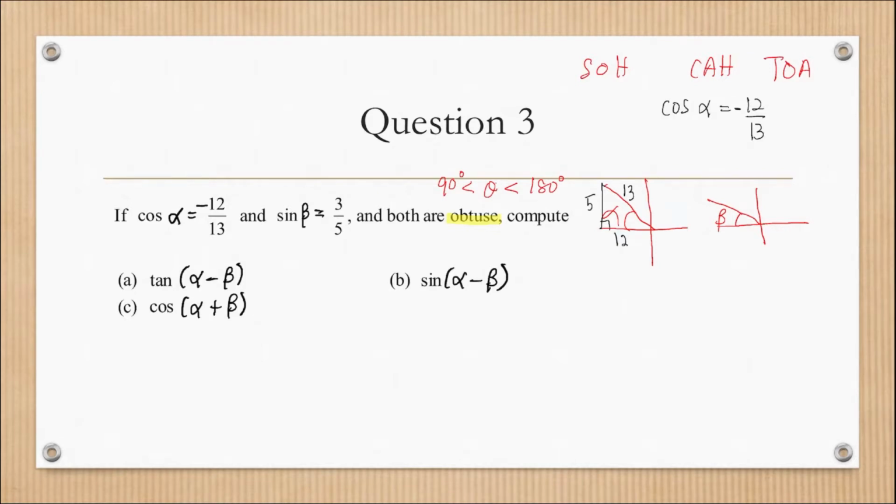And from there, using Pythagoras theorem, you can find the length of the other side, which is 5. Okay, so for sin beta, sin is following the rule of SOH, 3 per 5. So 3 is the length of the opposite and 5 is the length of the hypotenuse. Then you can find the length of the other side, which is 4.